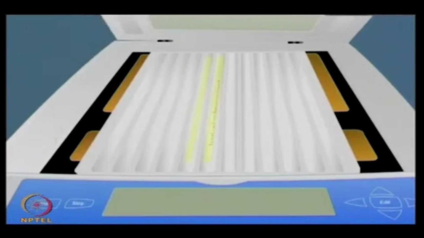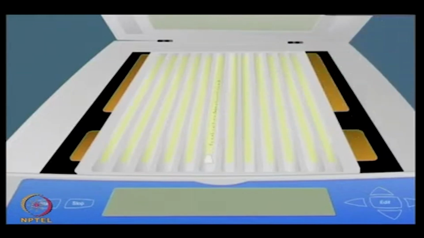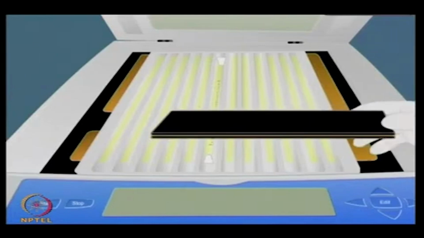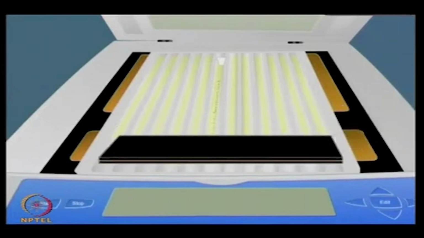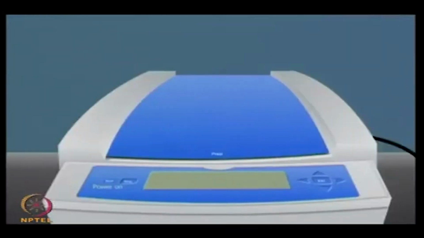So, place the wicks at either end of the IPG strip, followed by an electrode at each end. Fill all the adjacent wells with the mineral oil to ensure uniform current flow. You can input the desired protocol on the instrument software along with the details of strip length, pH range, number of strips, etc., and start the focusing process.